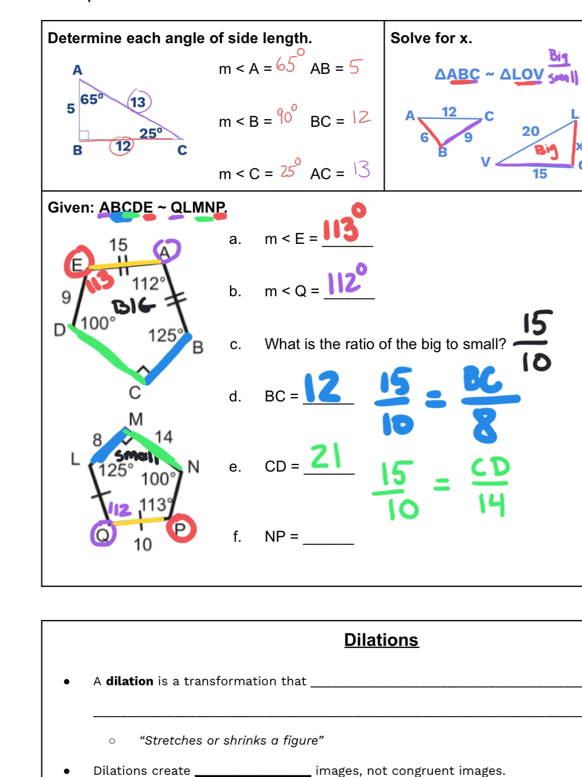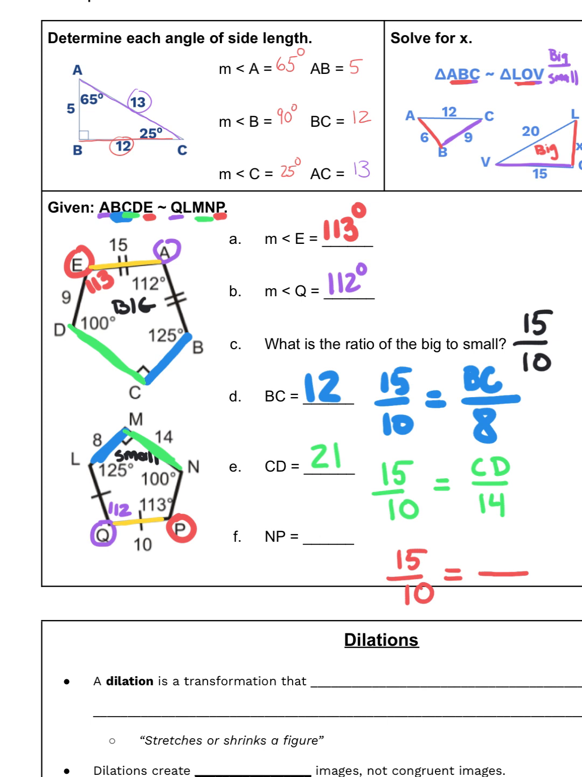All right, last one. Try NP on your own. You're going to set up a proportion. Your first ratio to find NP will, of course, be good old 15 over 10. All right, stop the video. Try it on your own. Set up this proportion, cross multiply, and solve.